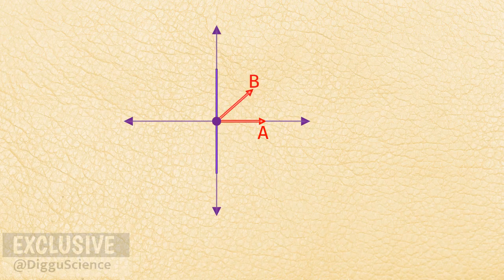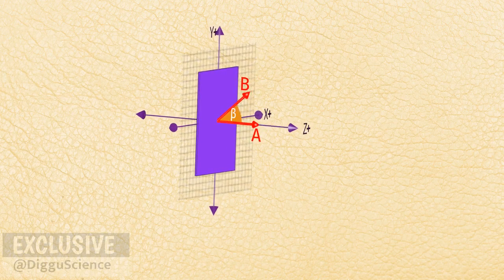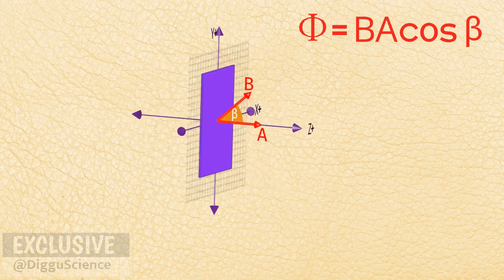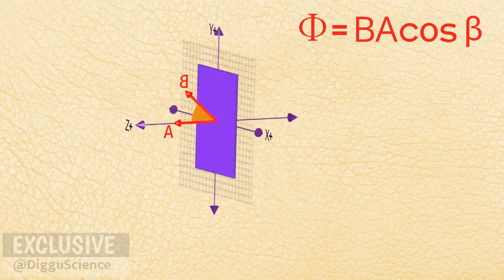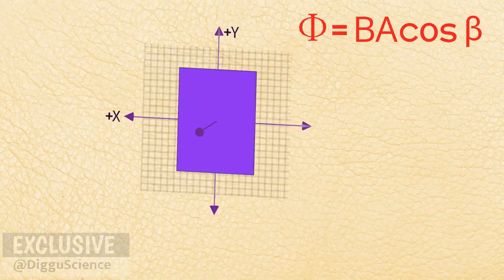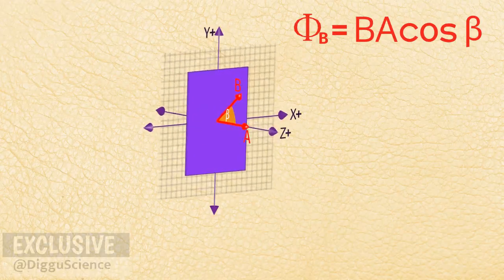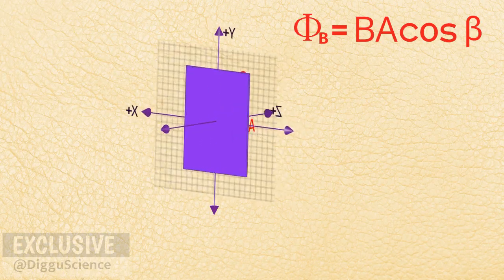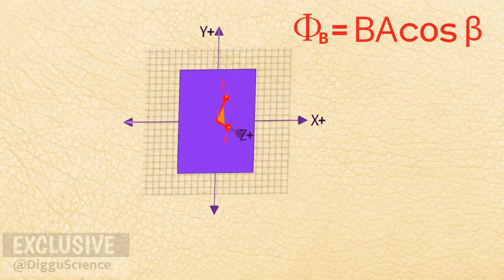We can shift the magnetic field vector so that the origins of the two vectors coincide. The angle formed by these two vectors is beta. Magnetic flux is the product of the surface area A, the magnetic field B, and the cosine of the angle beta. To distinguish it from electric flux, we can add the subscript B after the magnetic flux symbol. This is the mathematical equation for magnetic flux.